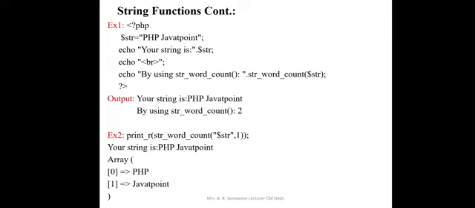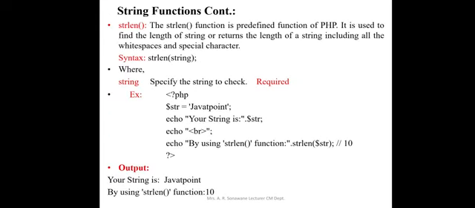Now if you consider a second example, along with $str we are passing 1. So what does 1 indicate? The words are returned as an array. If you see the output, it shows an array with, at the 0th index position, PHP is a word, and at the first index position, Java tPoint is a word. So as per the choice or as per the need, you may use any version or any part of the str_word_count function.